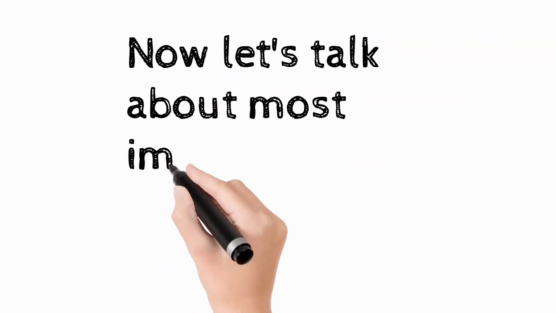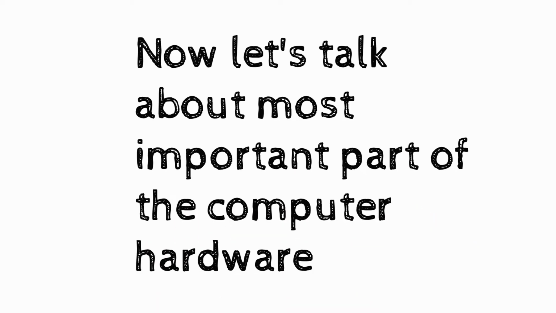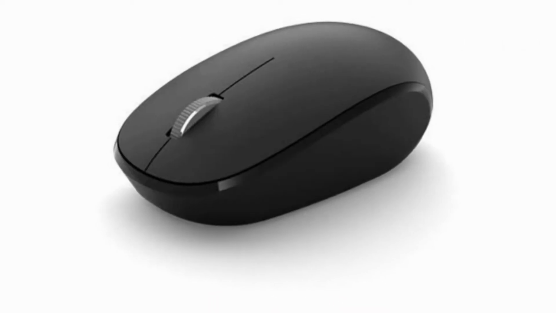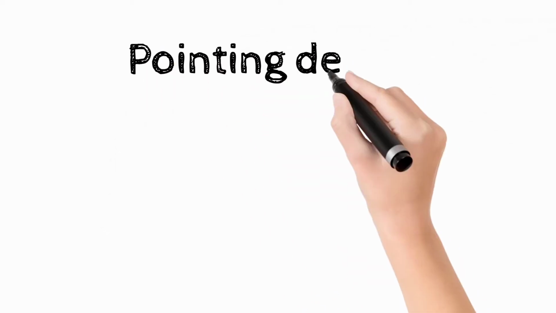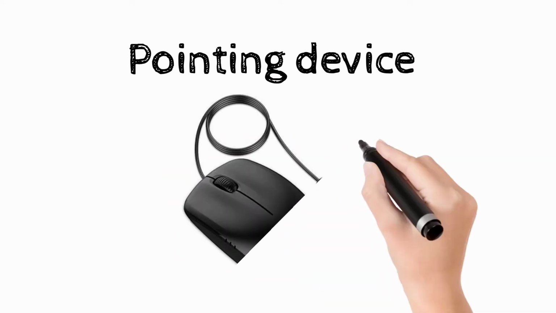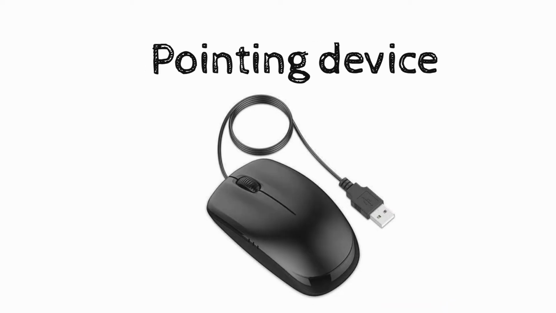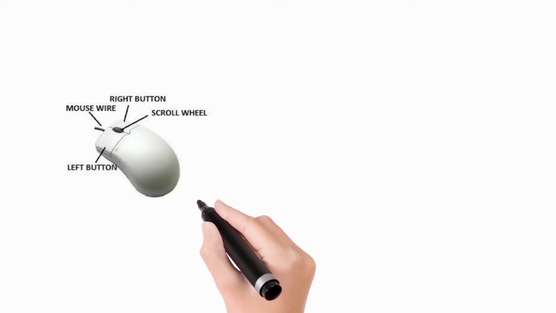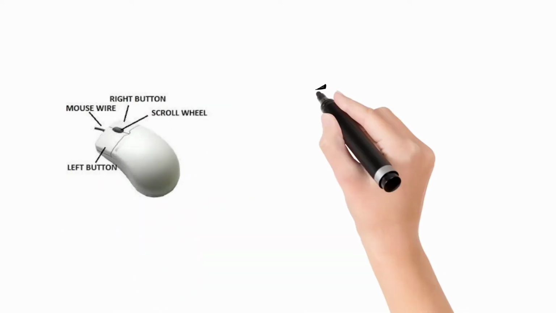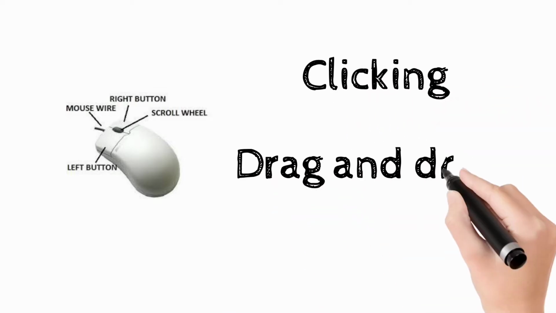Now, let's talk about an important part of the computer hardware. I am talking about the mouse. So, mouse is a pointing device. A long wire connects the mouse and CPU. It is used to draw pictures and select objects and text on the computer. A mouse has two buttons and a wheel in the center. You can perform the following actions with the mouse: clicking, and drag and drop.